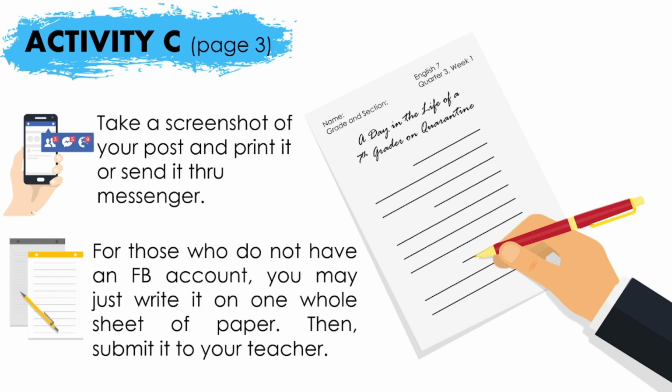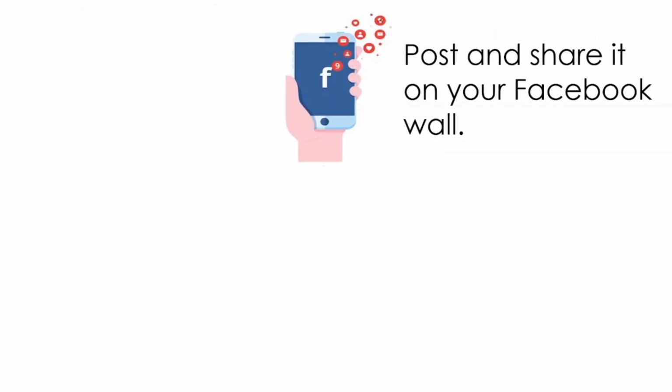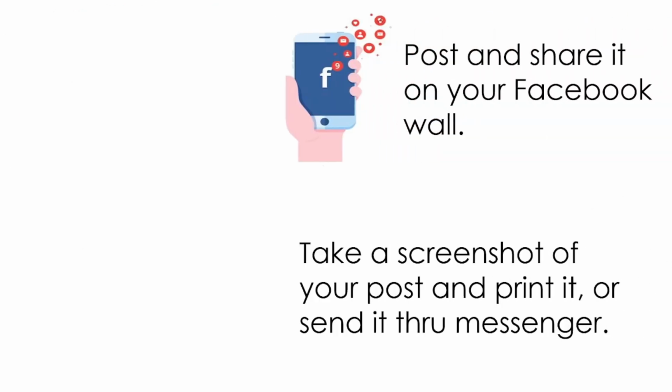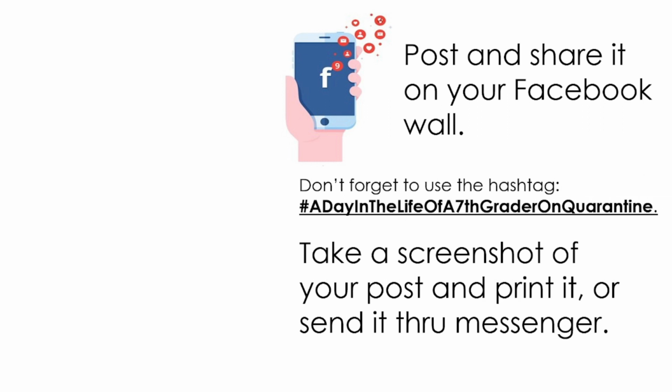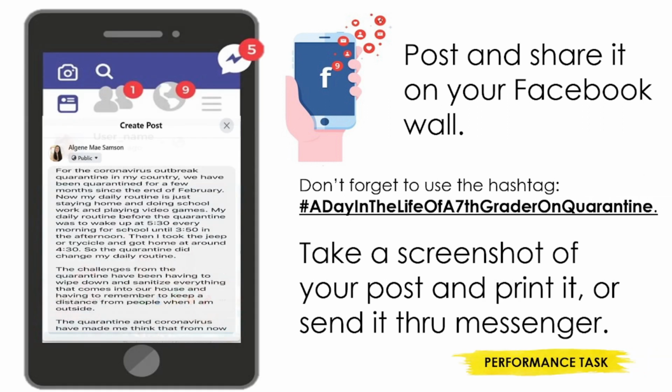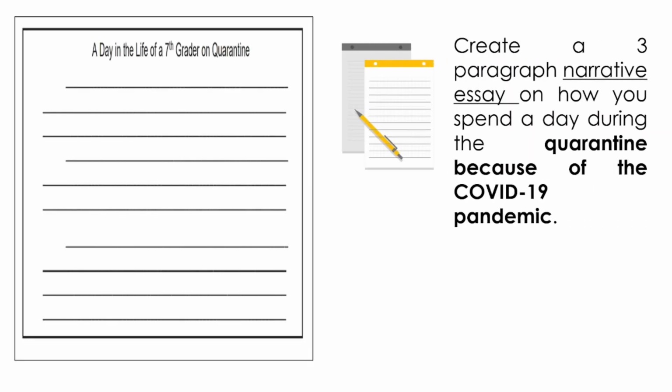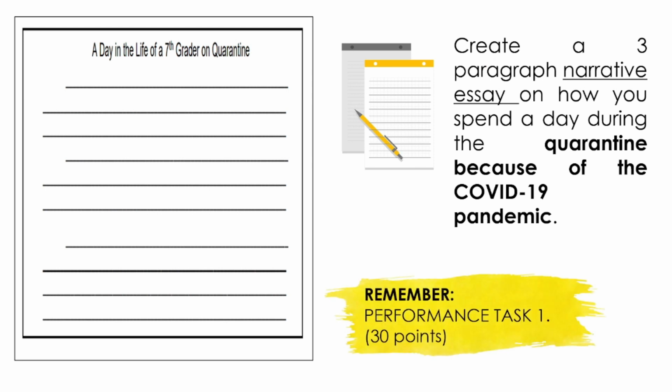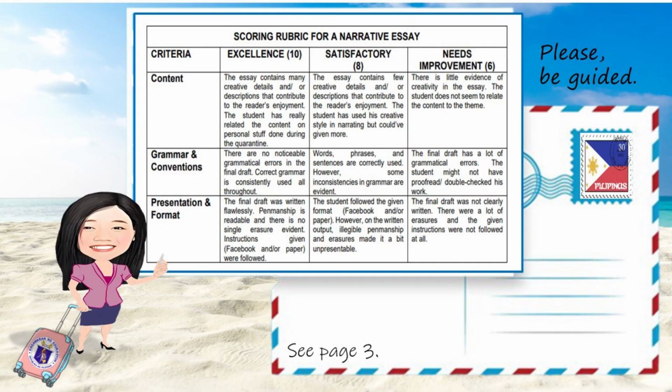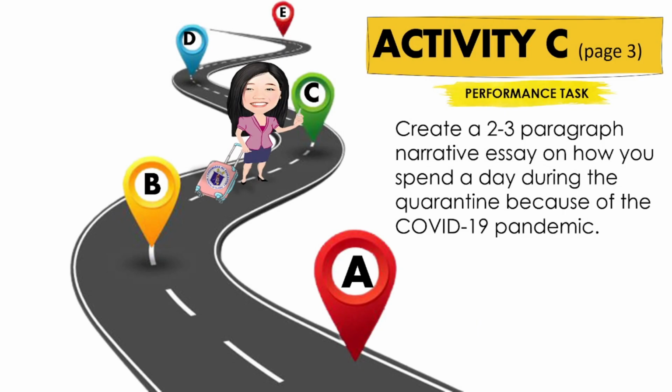Do not forget also that for those who do not have an FB account, you may just write it on one whole sheet of paper and then submit it to your teacher. Remember that this is a performance task and it is equivalent to 30 points. Check the scoring rubric for you to be guided. Let's continue moving along as you make your performance task number 2.